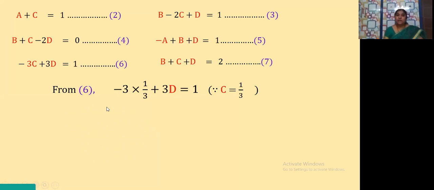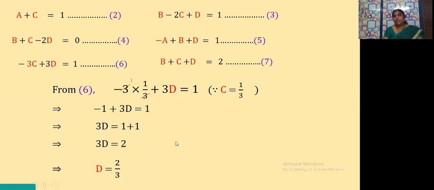So what is here? Minus 3 into 1 by 3. If you cancel this 3 and 3 one time, minus 1 into 1 is minus 1, plus 3D is equal to 1. So this minus 1 goes other side. It becomes plus 1. So it is 3D is equal to 2. D is equal to 2 by 3. Now we got two constant values. One is C and other one is D.